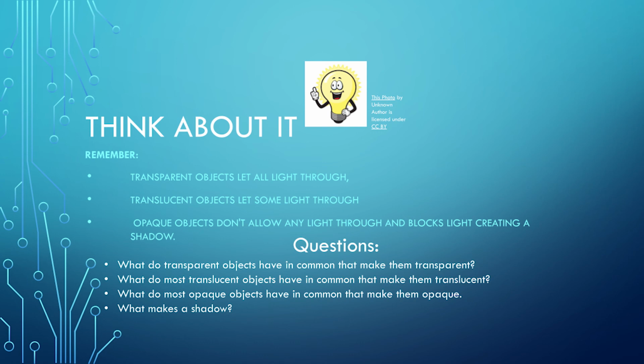What do transparent objects have in common that make them transparent? What do translucent objects have in common that make them translucent? And what do most opaque objects have in common that make them opaque? Lastly, what makes a shadow?